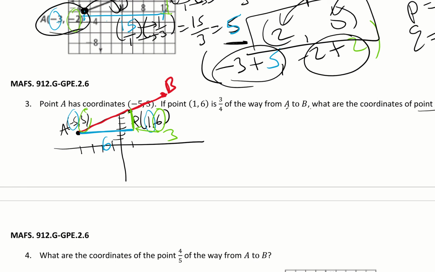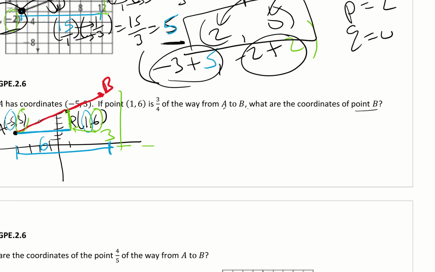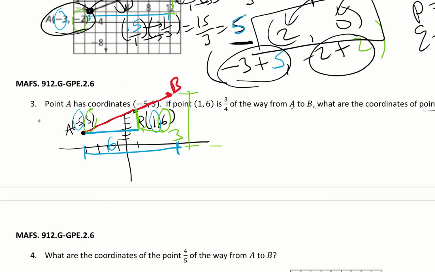So now what we need to do is set up sort of like an equation. We know that this total distance from A to B is some number that we got to find. Like, what is that total distance from A to B? Because if I find that total distance, then I can go ahead and figure out what B is. And so we know that this 6 is 3/4 of this blue. The 6 is 3/4 of this blue, and this green 3 is 3/4 of this big green.